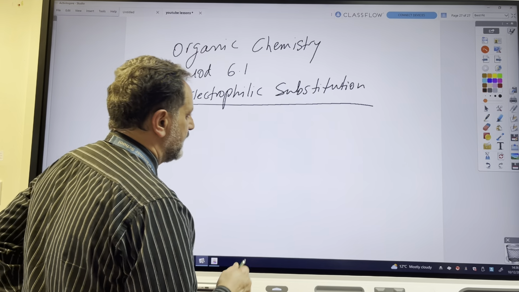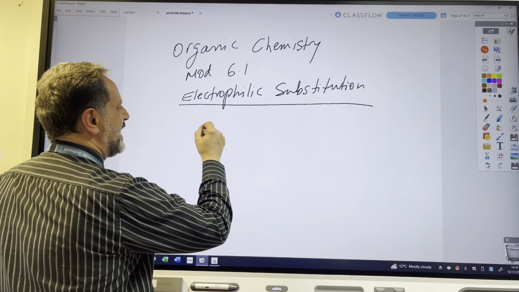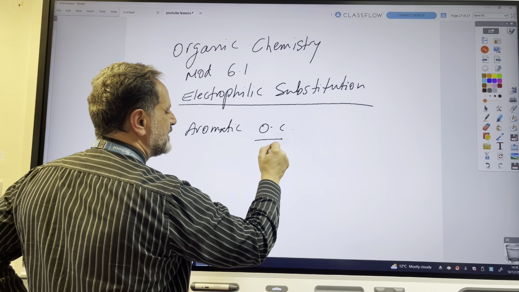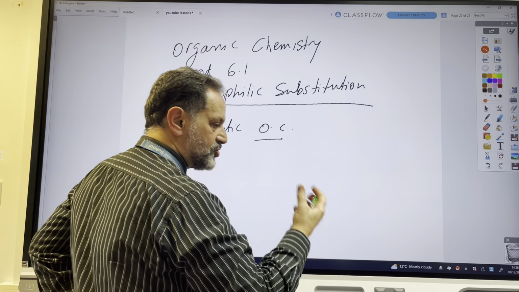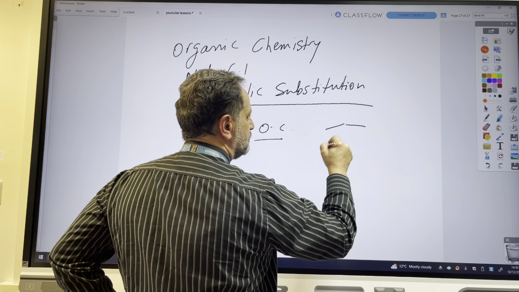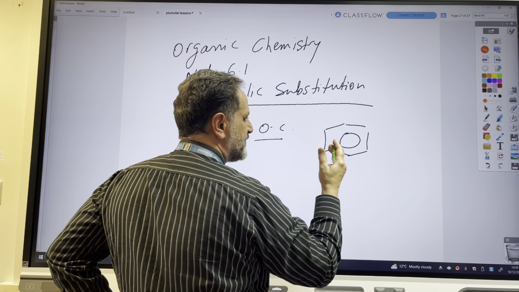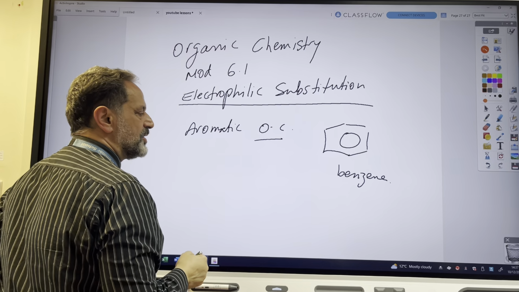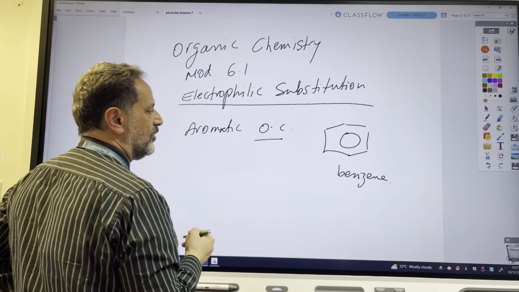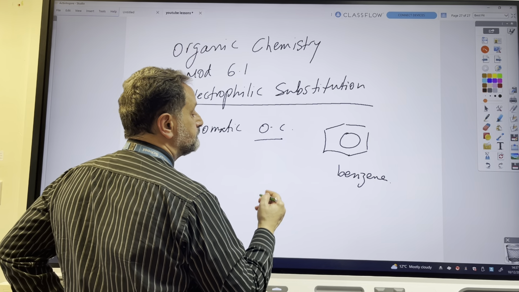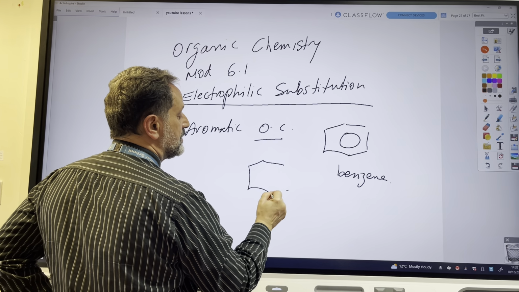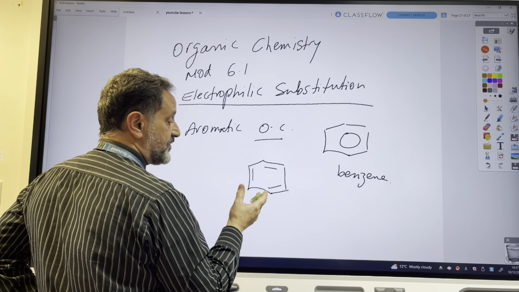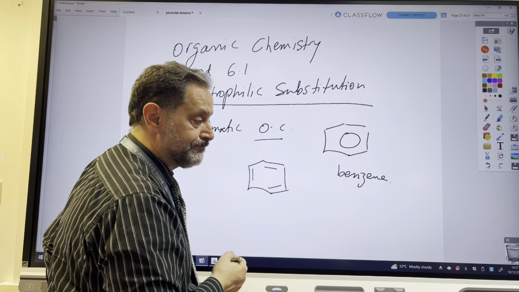Let's start very quickly. The whole thing, aromatic organic chemistry, has its root in this molecule, or rather the presence of this molecule, which is known as benzene. When this molecule was discovered or proposed by Kekulé, he proposed that the formula C6H6 has this structure, 3 double bonds and 3 single bonds.